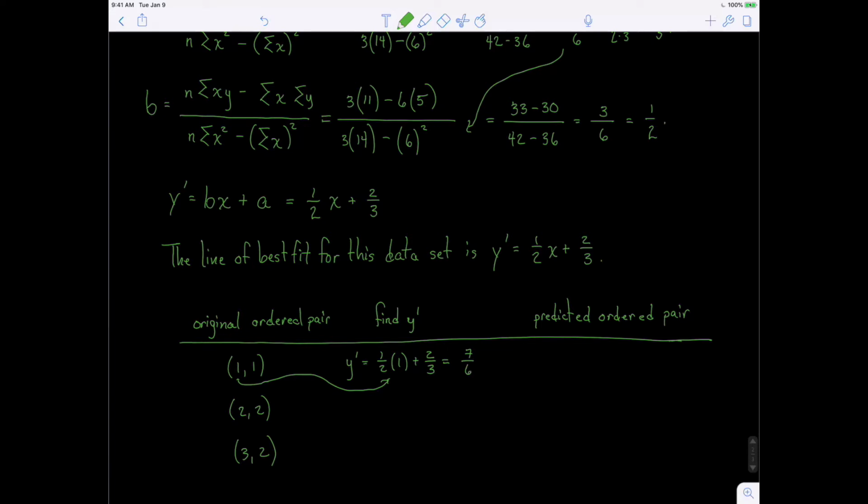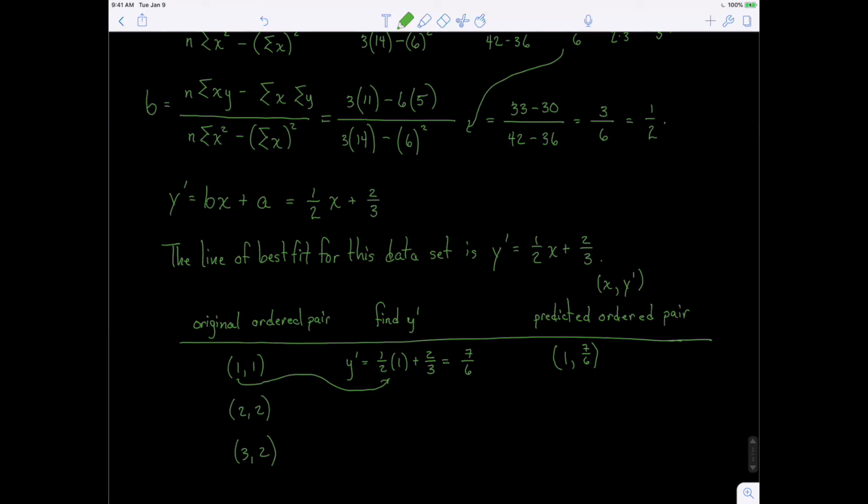So here's what we call the predicted ordered pair. And I'll write it above. In general, the predicted ordered pair is x comma y prime. So now the predicted ordered pair says that when x is 1, y prime is actually 7/6. So notice it doesn't actually give us 1. It gives us something close, though.